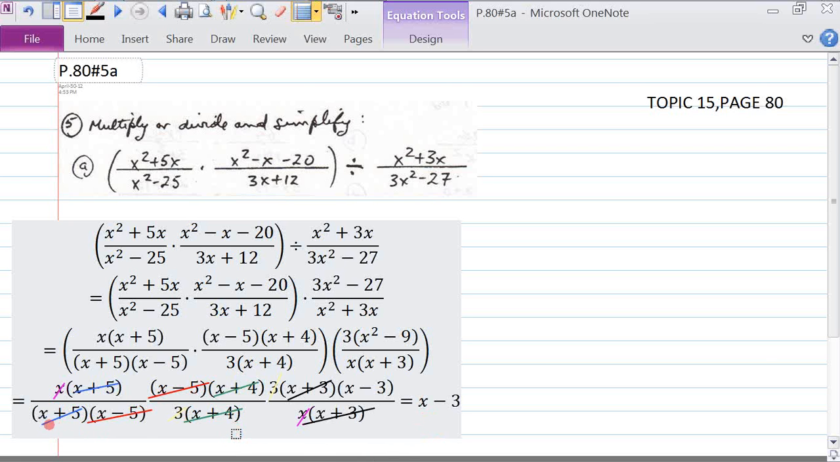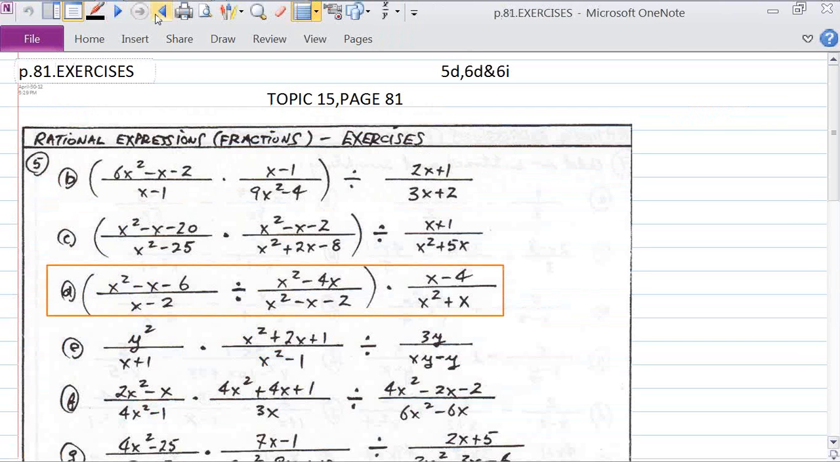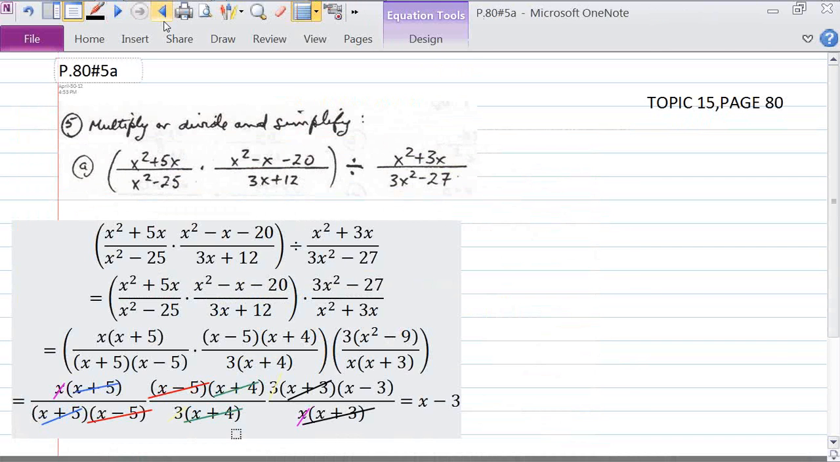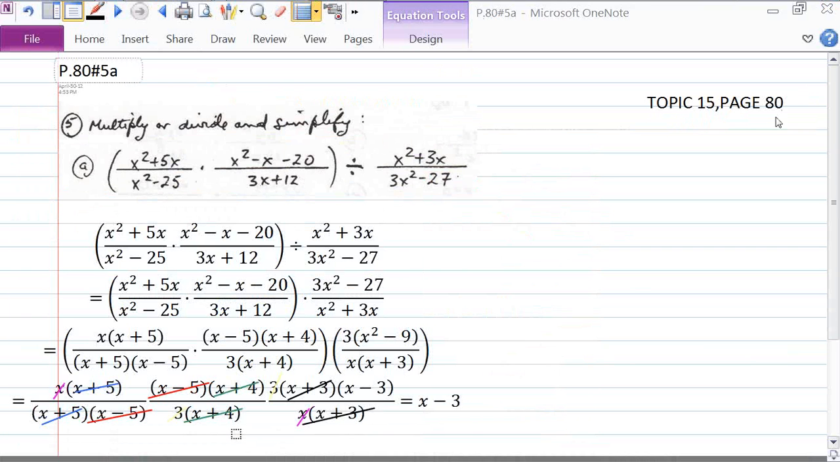So when you cancel everything, the x cancels, the x plus 5 cancels, the x minus 5 cancels, the x plus 4 cancels, the x plus 3 cancels. This 3 cancels with that 3. All you're left with is x minus 3. There's your answer right there. And that completes page 80 and the problems that we're going to do on page 80.